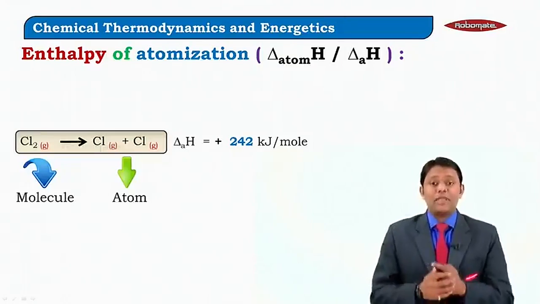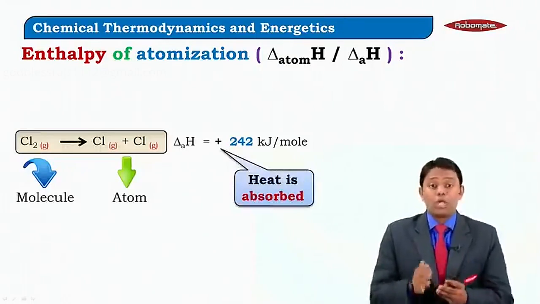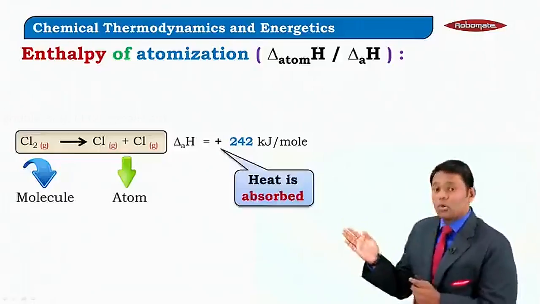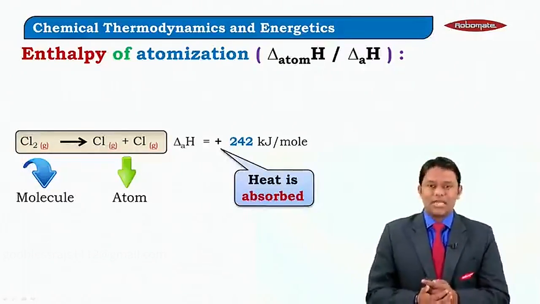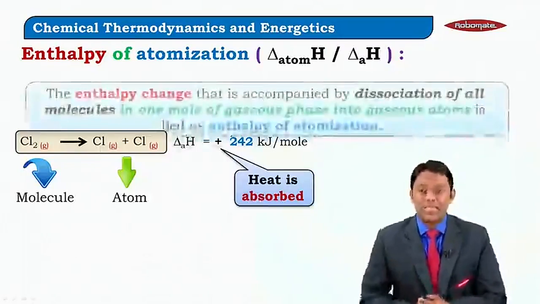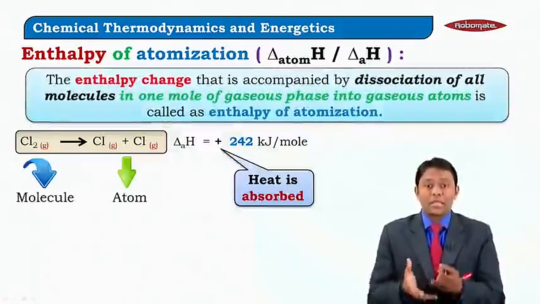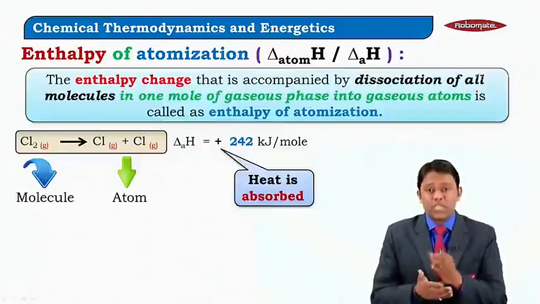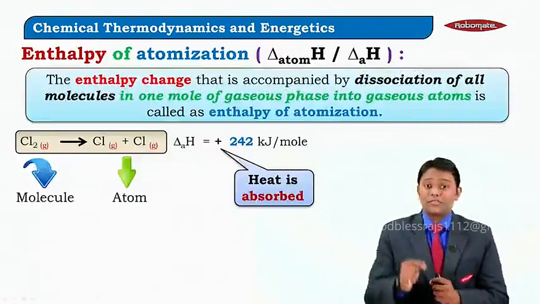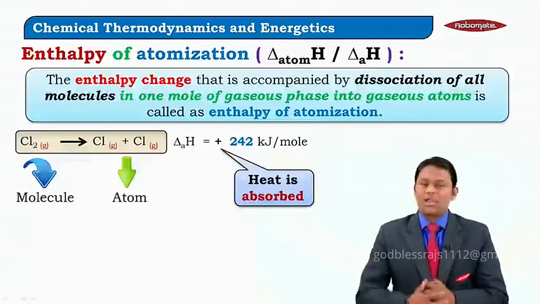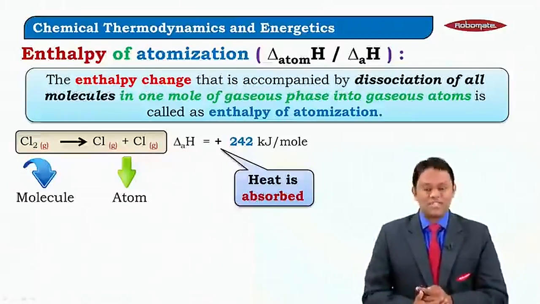That means if we supply 242 kilojoules per mole to a chlorine molecule, only then it is getting converted into chlorine atoms. The definition says: the enthalpy change that is accompanied by dissociation of all molecules in 1 mole of gaseous phase atoms is called enthalpy of atomization.